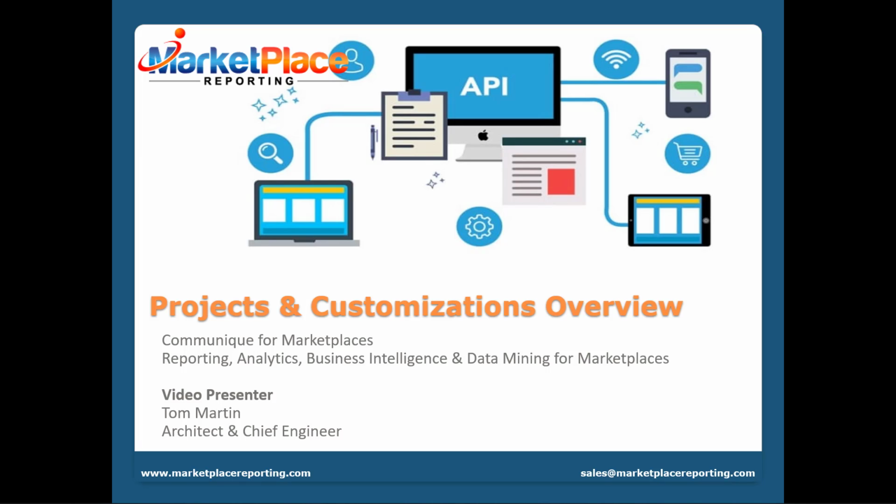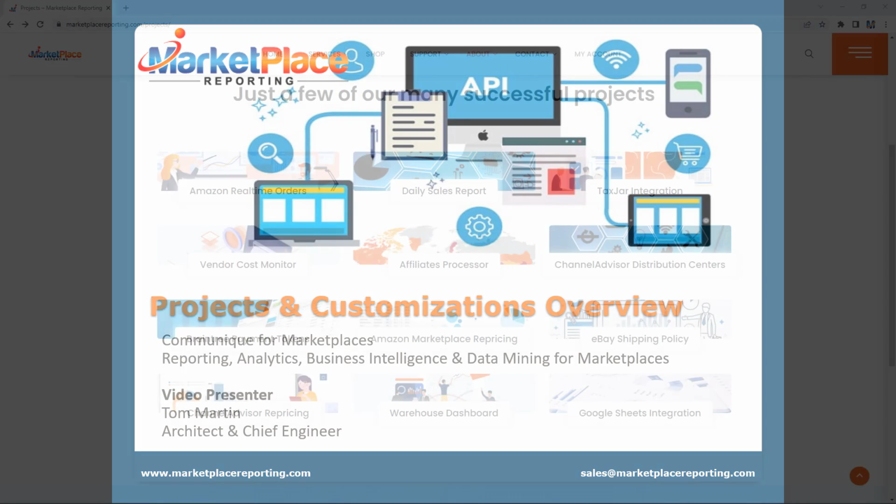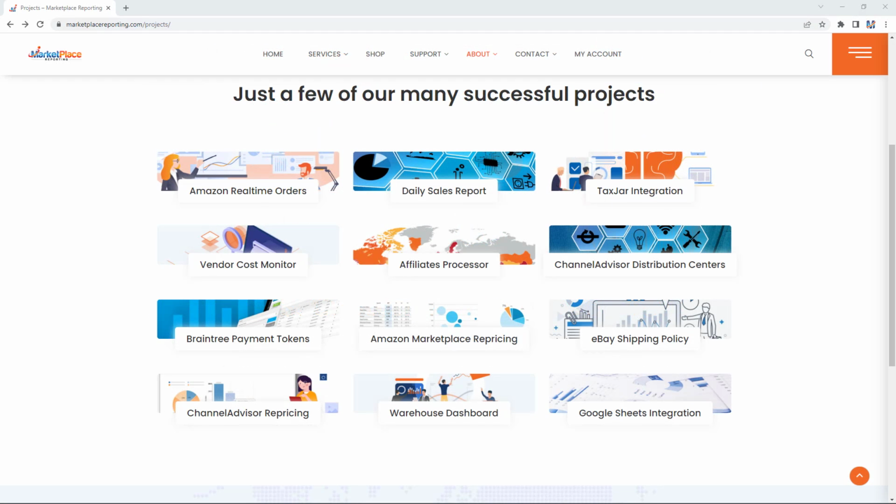Let's get started with the projects, customizations and solutions overview presentation. Starting at the top left of the screen, we'll be discussing each project in order. We'll start first with Amazon Real-Time Orders, then the remainder of the projects in the following order: Daily Sales Report, TaxJar integration, Vendor Cost Monitor, Affiliates Processor, Channel Advisor Distribution Centers, Braintree Payment Tokens, Amazon Marketplace Repricing, eBay Shipping Policy, Channel Advisor Repricing, Warehouse Dashboard, and finally, Google Sheets integration. Let's begin the projects, customizations and solutions overview presentation.